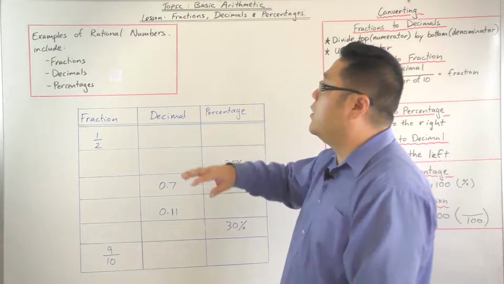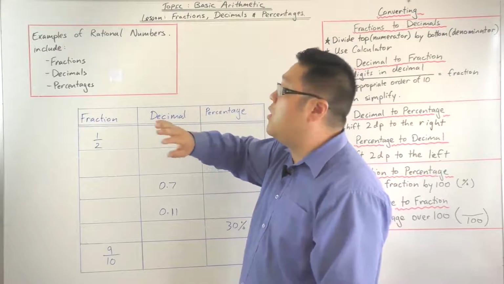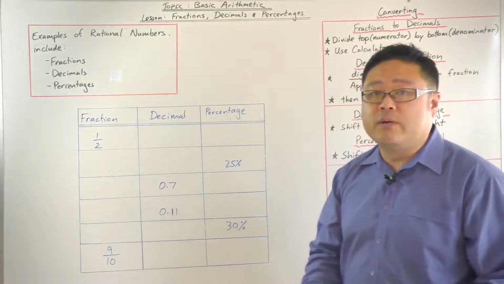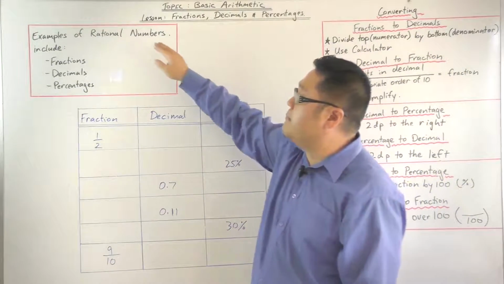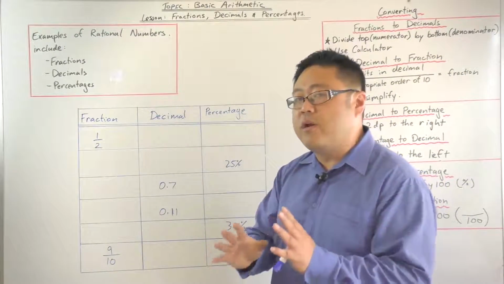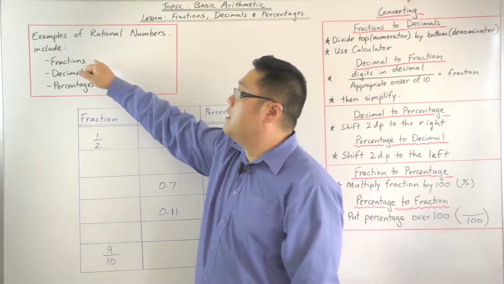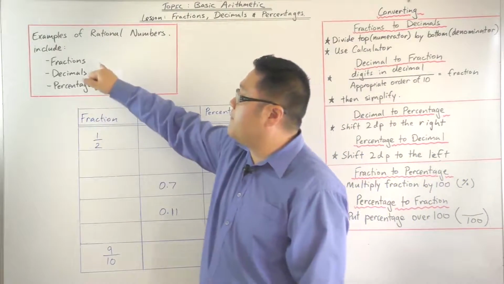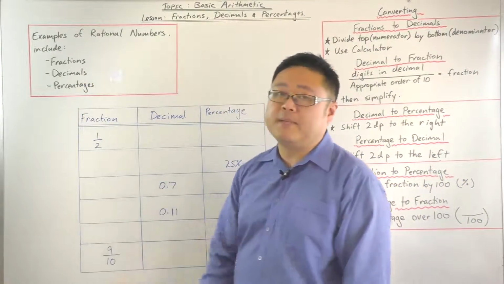This particular episode focuses on rational numbers, which is a subset of the real number system. With rational numbers, there are three ways of expressing a rational number: a fraction, a decimal, and a percentage.